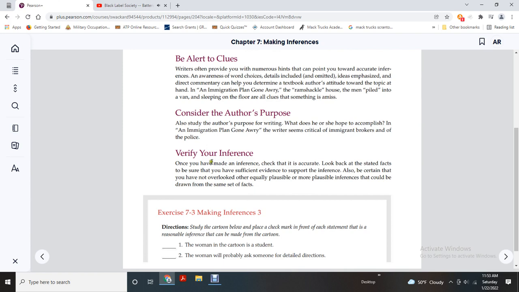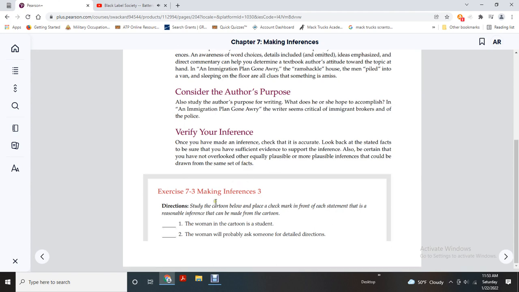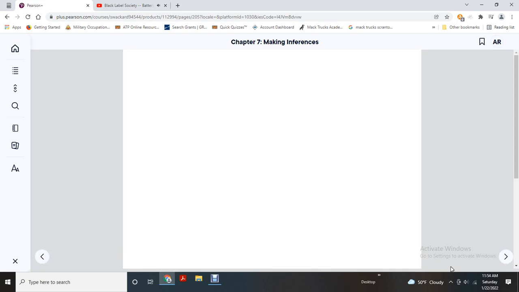Verify your inferences. Once you have made an inference, check it by looking back at the stated facts to make sure that sufficient evidence supports the inference you created. Make sure you have not overlooked an equally plausible or more plausible inference that can be drawn from the same set of facts. Alright, study the cartoon below and check the statement that is a reasonable inference of the meaning of the cartoon. We'll skip that. Skip exercise 7.3.